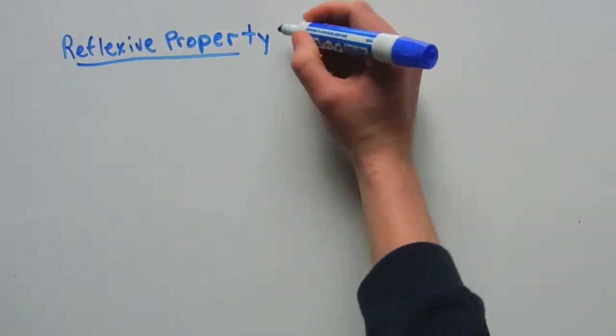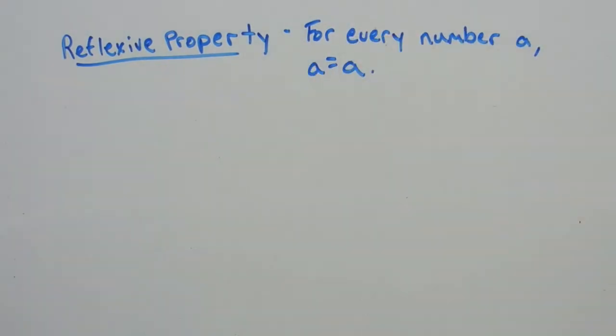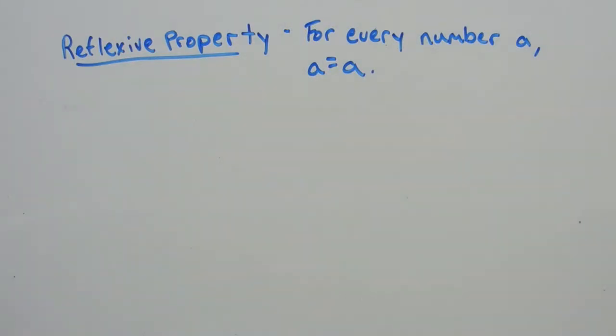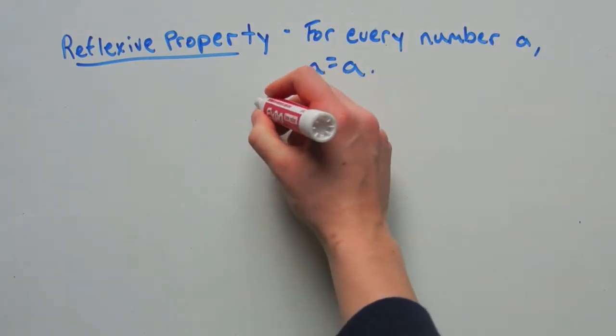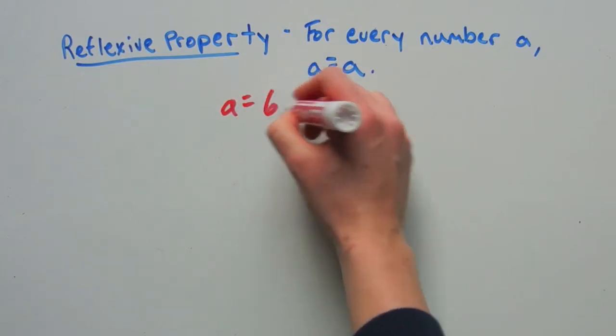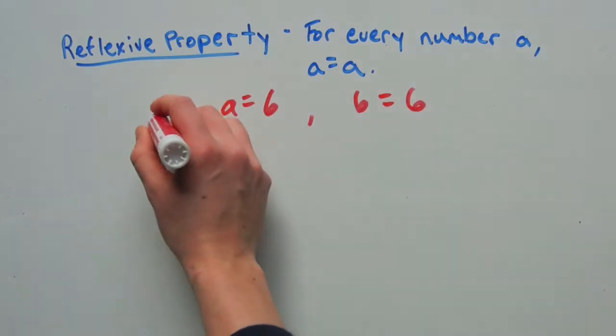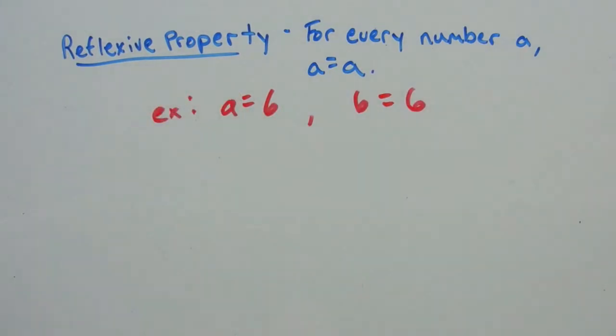First, the reflexive property. The reflexive property states that for every number a, a equals a. So if I was to say that a equaled 6, well then we know that 6 equals 6, and this is an example.